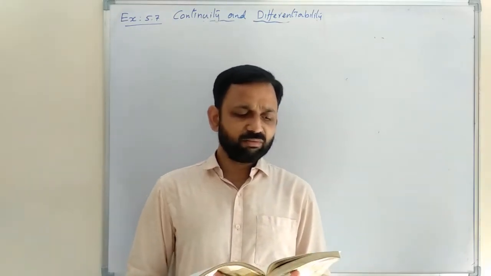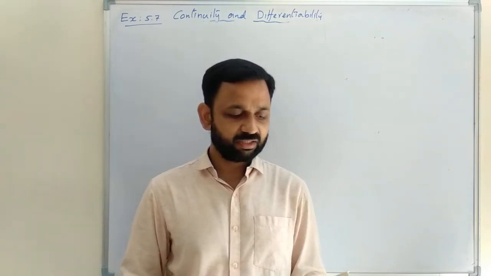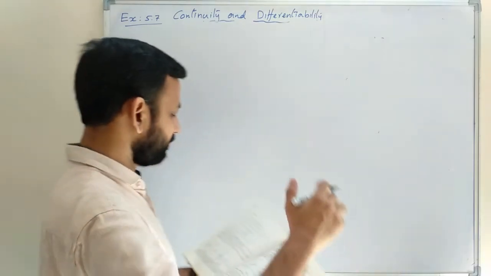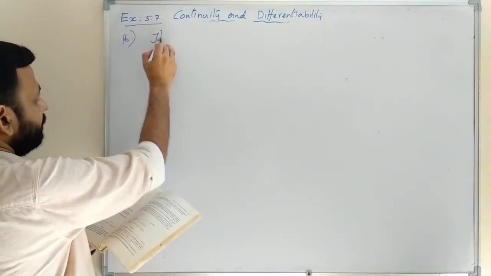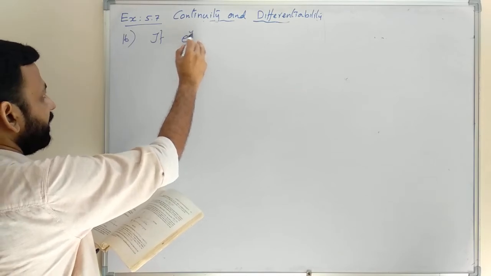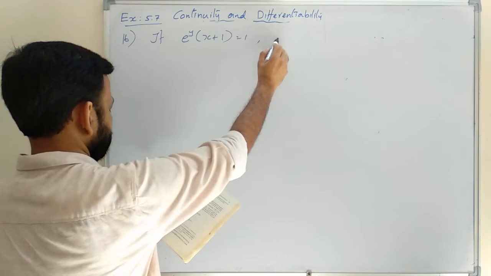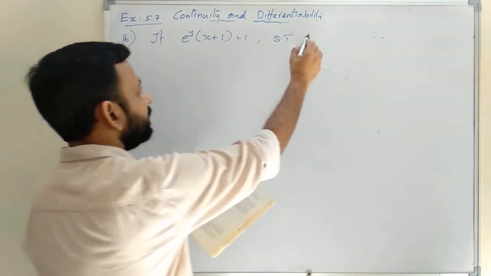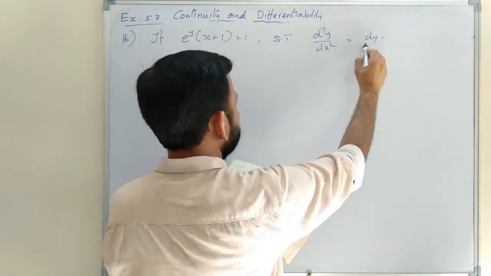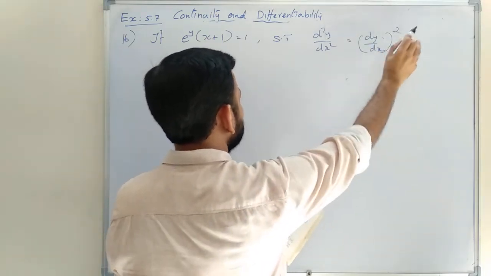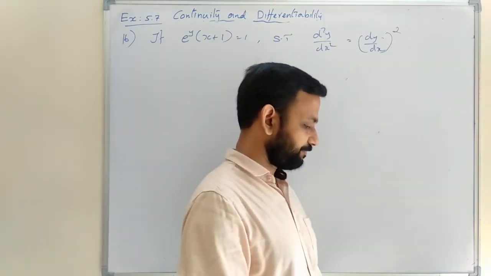Same way we can do question number 14 and 15. Then question number 16 we will do now. If e raised to y into x plus 1 equal to 1, show that d square y by dx square is equal to dy by dx whole square.